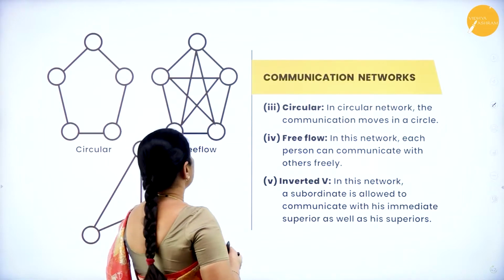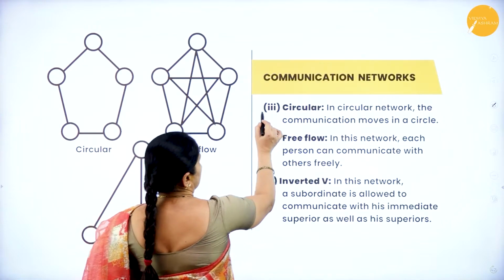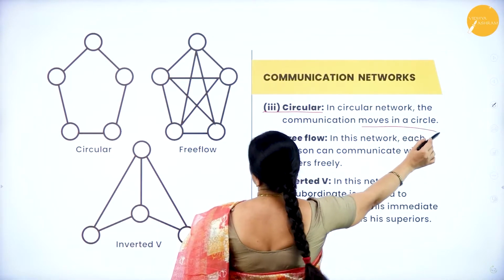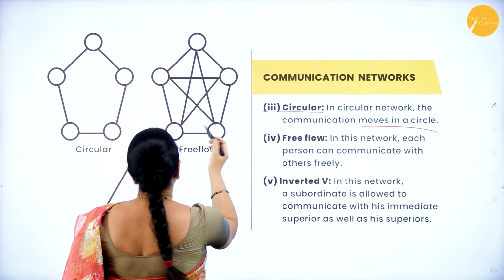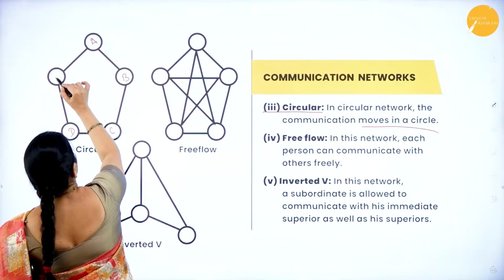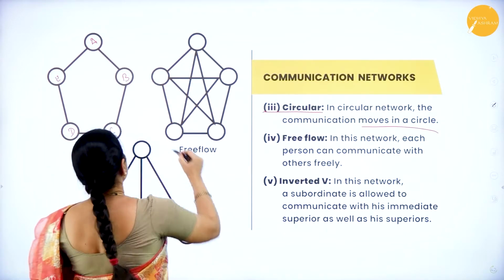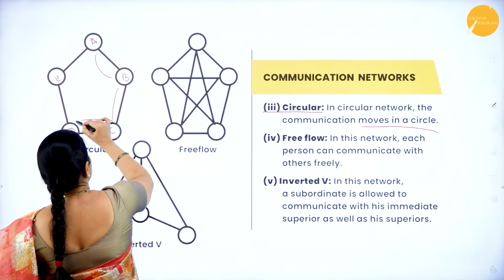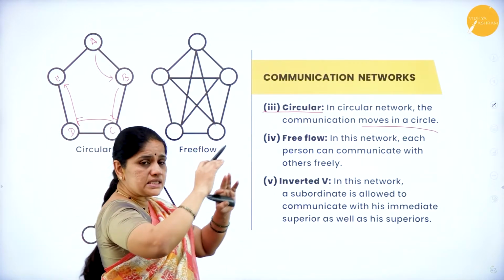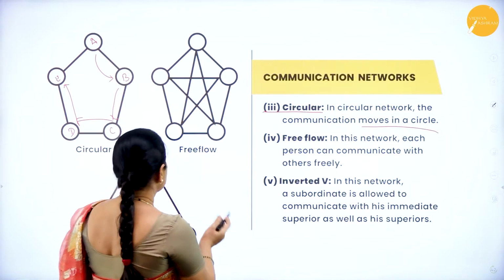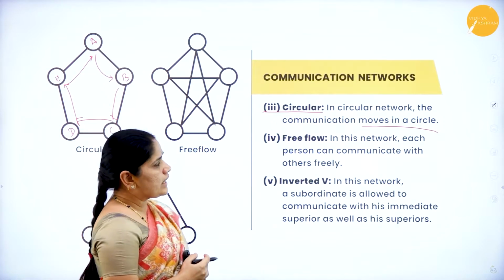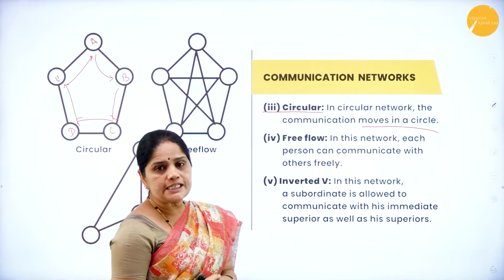The next form of communication network is circular. What is this circular network? In a circular network, the communication moves in a circle. If you look at the drawing here, this is A, B, C, D and E. There is communication from A to B, B to C, C to D and D to E, and again it goes from E to A. So there is a flow of communication in a circular manner, which we call the circular network.